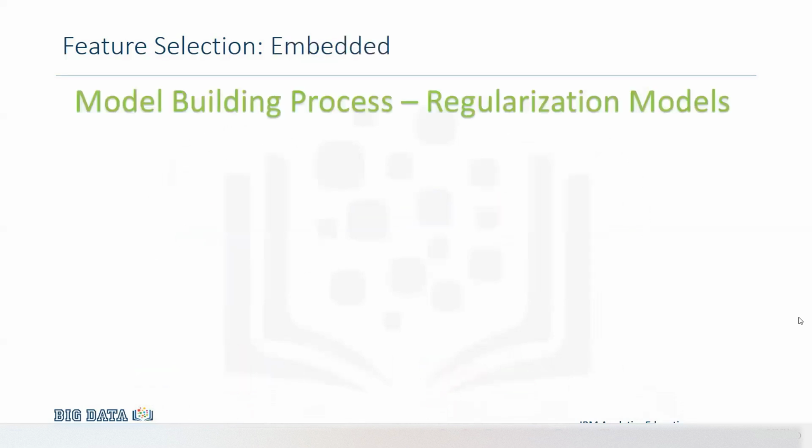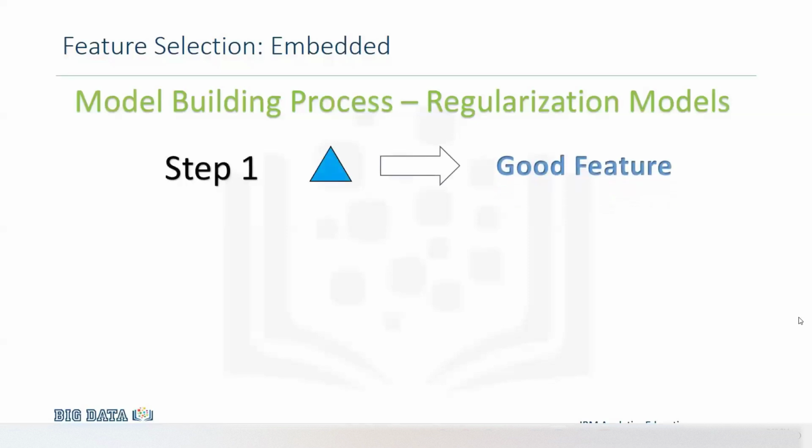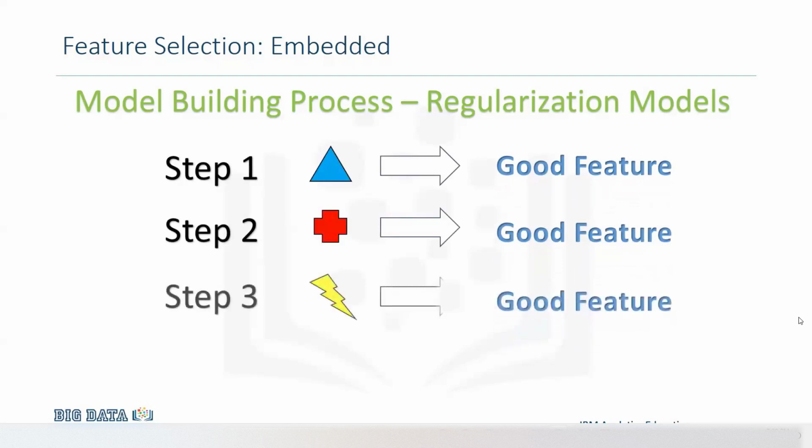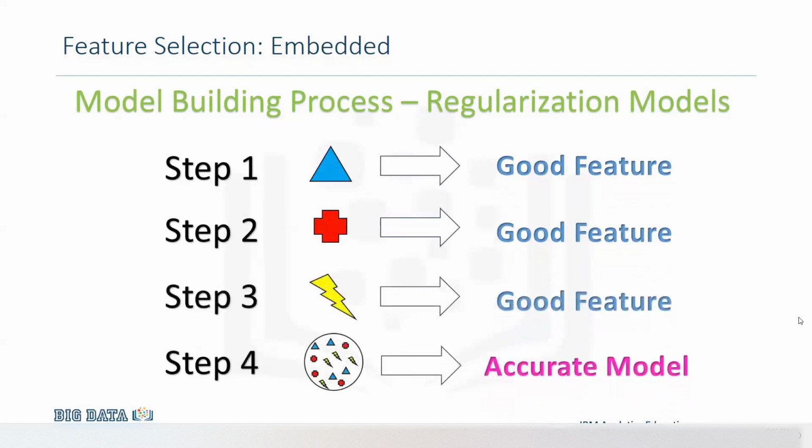Embedded algorithms learn about which features best contribute to an accurate model during the model building process. The most common type is called a regularization model. In our shape example, it would be similar to picking the good shape features in each step of the model building process. It might be picking the triangle feature in step 1, the cross feature in step 2, or the lightning feature in step 3 to obtain our accurate model.